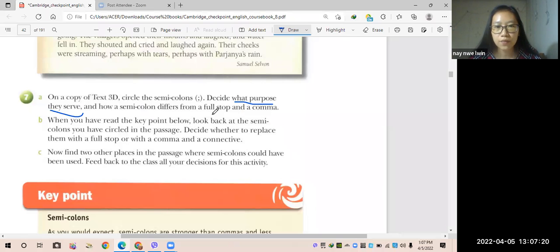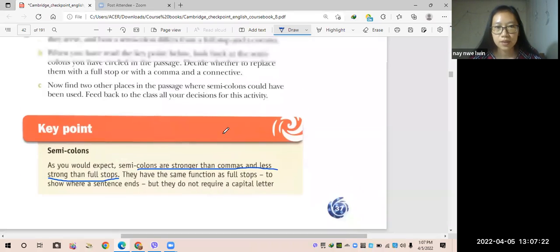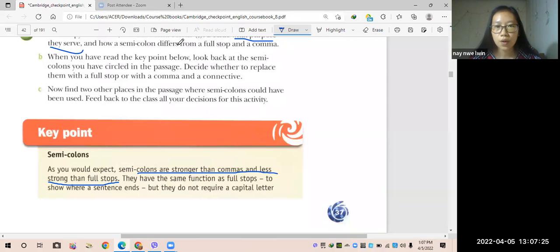And for the second part of the question, there is the answer. The question is how a semicolon differs from a full stop and a comma. The answer is right here in the key point: a semicolon is stronger than a comma and less strong than a full stop.